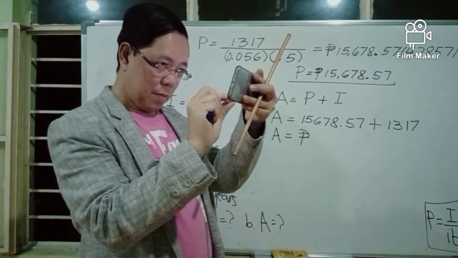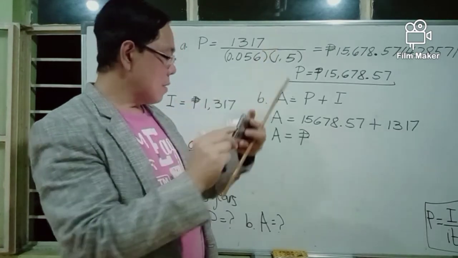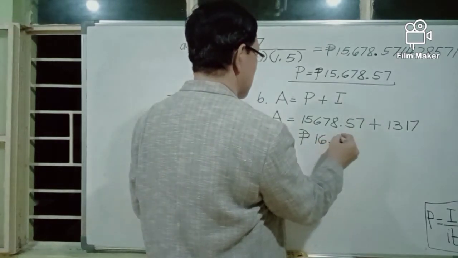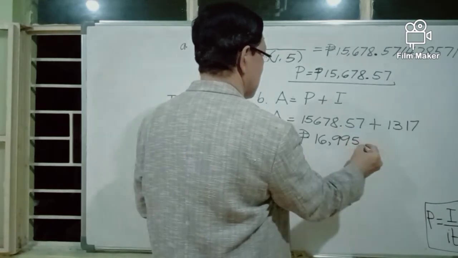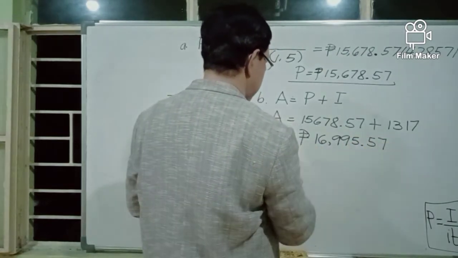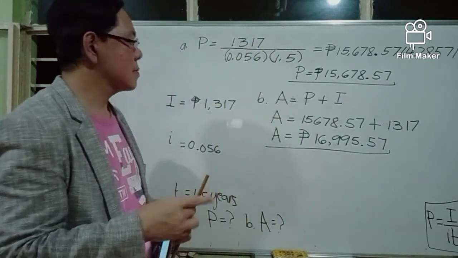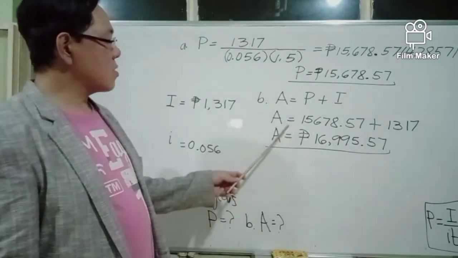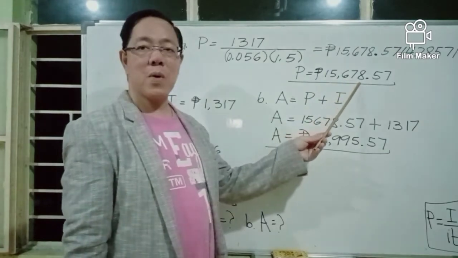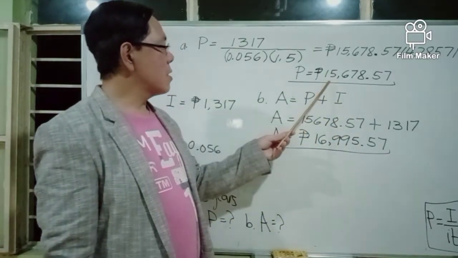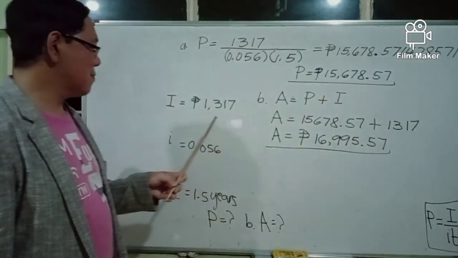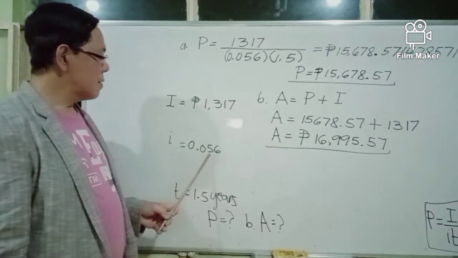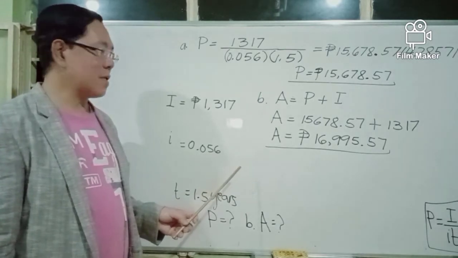1,317 pesos. And you should get 16,995.57 pesos. Thus, the original amount of the loan is approximately 15,678.57 pesos, and this loan was borrowed at the rate of 0.056 or 5 3/5% simple interest rate.